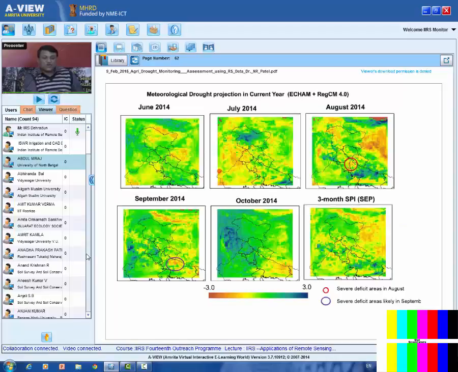This is what we have seen based on the seasonal climate forecast used to compute the SPI, the Standardized Precipitation Index. Here you can see the 3-month SPI of September. Particularly in July, these are the areas which in the current year were under drought, and then it is moving, in August these were under drought, and in this September, these areas were under drought in the current year. These are the different kinds of maps which we forecasted in May itself using the regional climate seasonal forecast, ECMWF downscaled with RegCM, and computed SPI. Thank you.